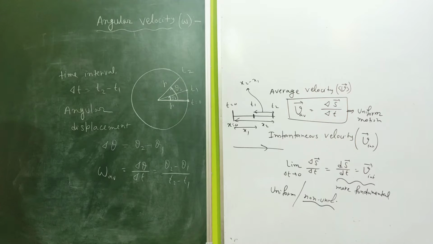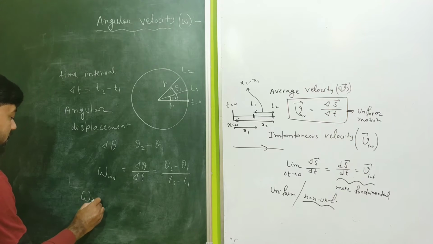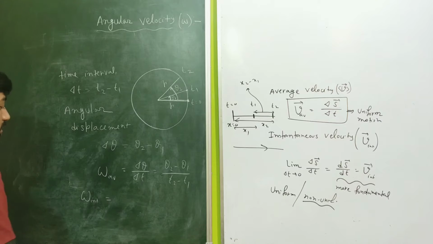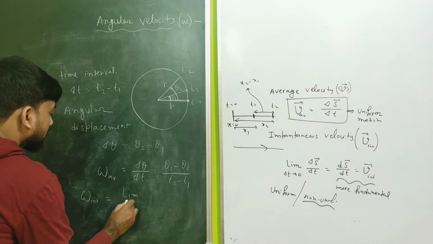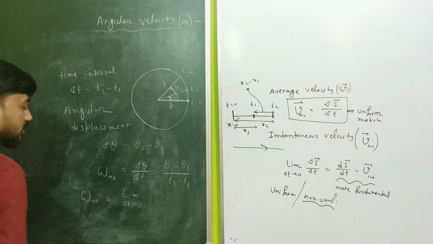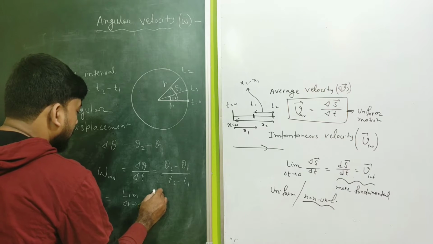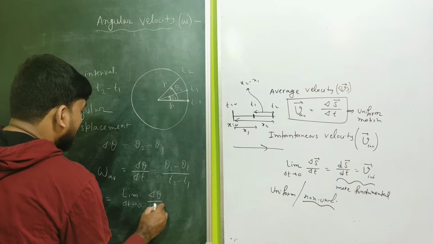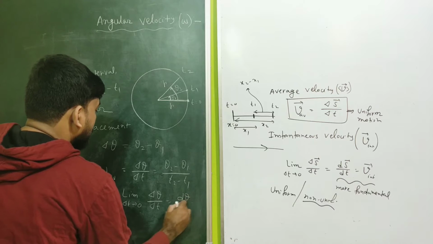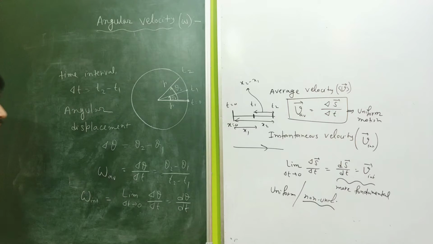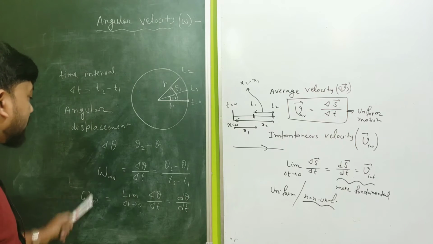And if you want to know about the omega instantaneous, then obviously this is limit delta t tends to 0, and del theta by del t. So this is obviously d theta by dt. Okay, so we can write it like this.